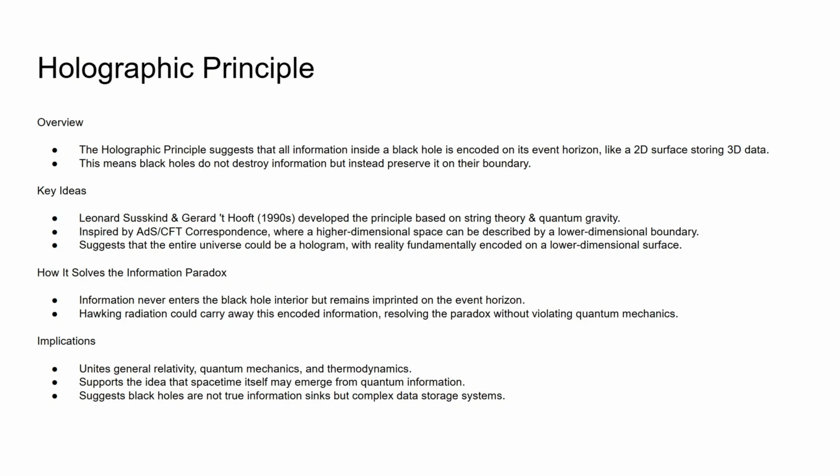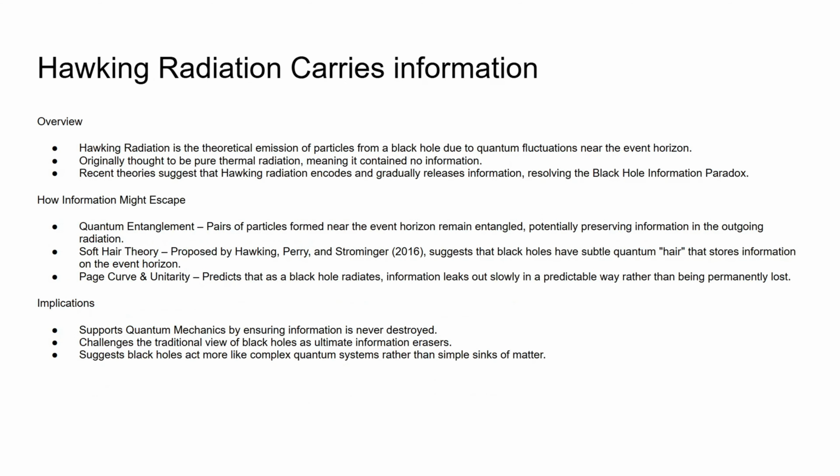And then the implication is this theory could unite general relativity, quantum mechanics, and thermodynamics because it would be in accordance with the laws of each of those theories. It also supports the idea that space-time itself may emerge from quantum information, so that the whole quantum system could be the underlying framework from which relativity emerges. And then it could also suggest that black holes aren't information sinks, but they actually are just massive hard drives or data storage of the universe.